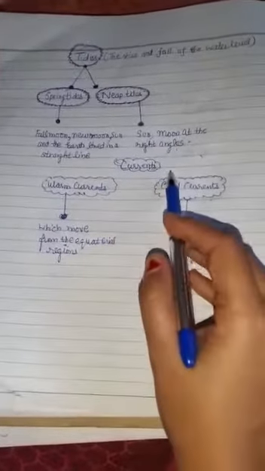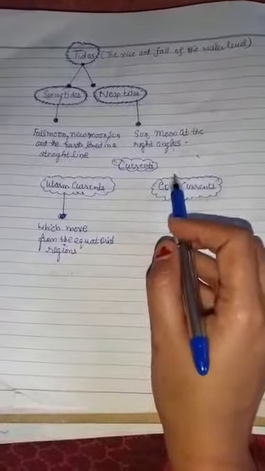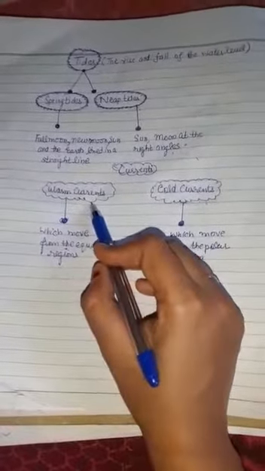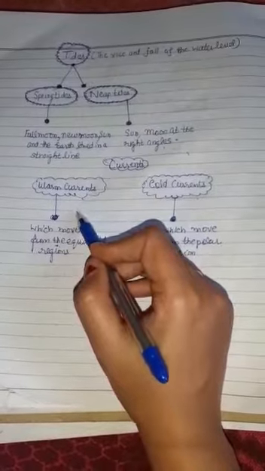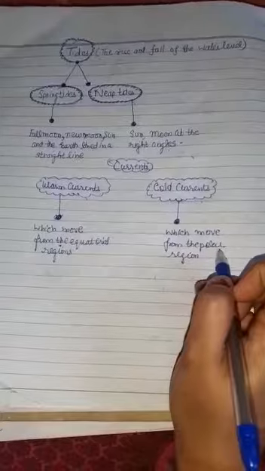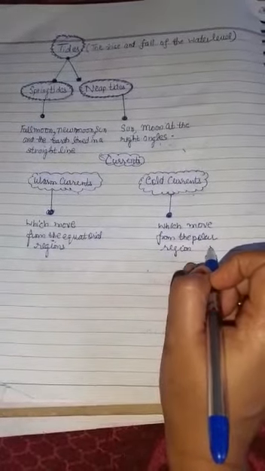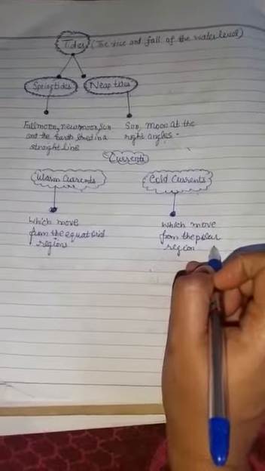So next one is your currents. What do you mean by ocean currents? Streams of hot or cold water. This one is warm currents. Warm currents means those which move from the equatorial regions towards the pole. And what do you mean by cold currents? Those which move from the polar region or higher latitudes toward the equatorial regions are called cold currents.